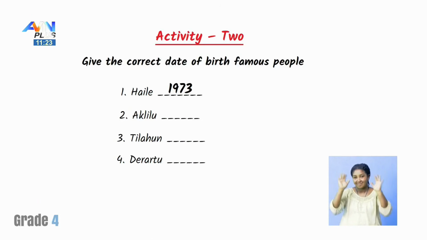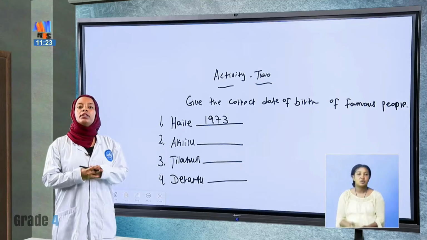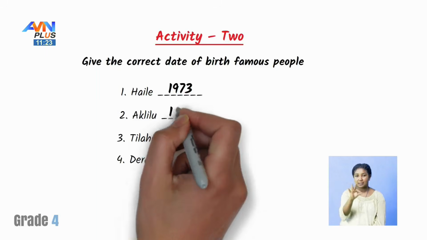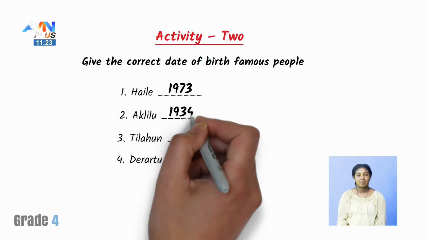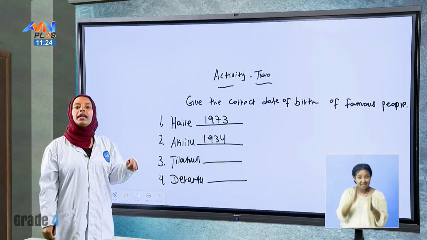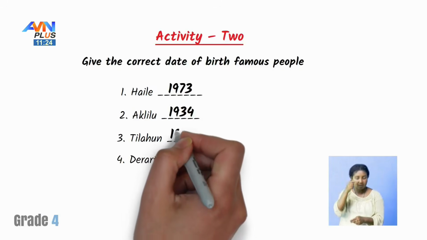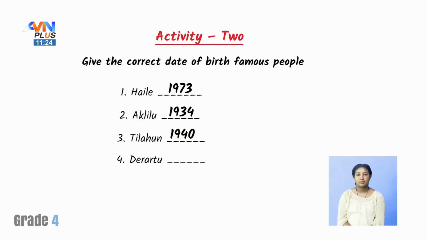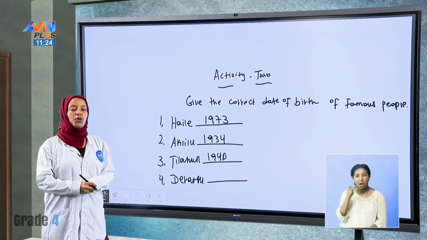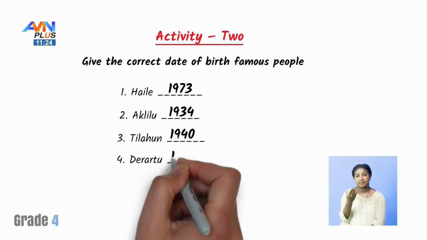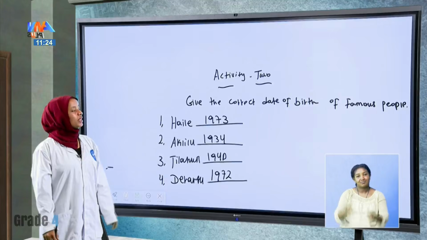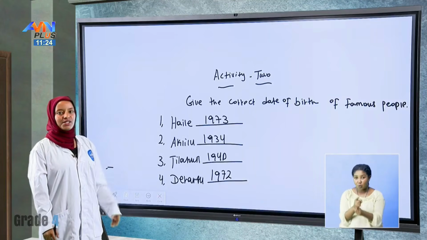Bravo, students. The next one is Dr. Aklilu. He was born in 1934. The third one is the famous Ethiopian singer, Tilahun Gessese, 1914. The next one is Derartu Tulu. She was born in 1972. Bravo, students. This is the correct answer.